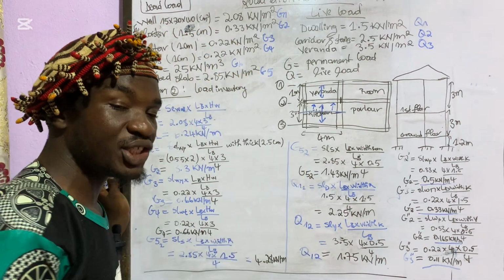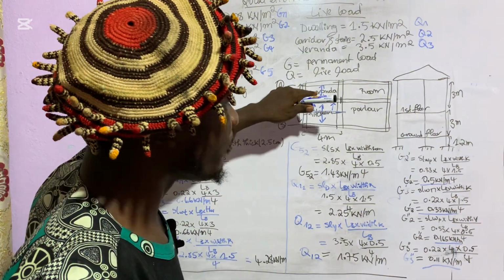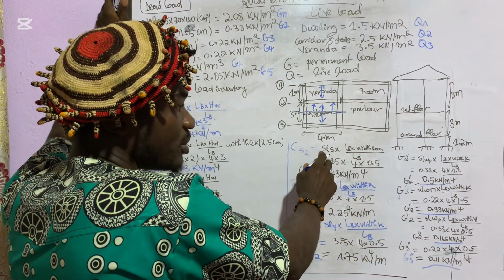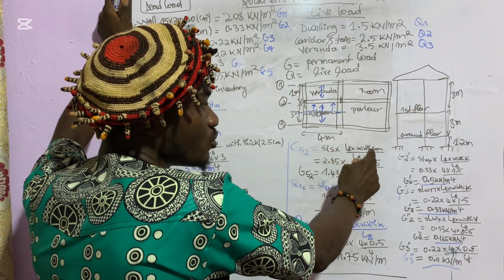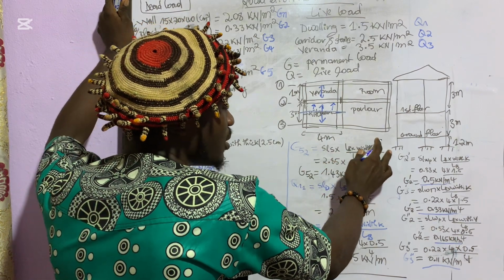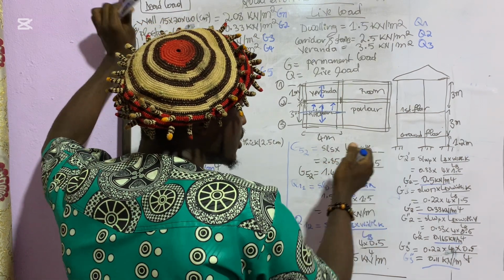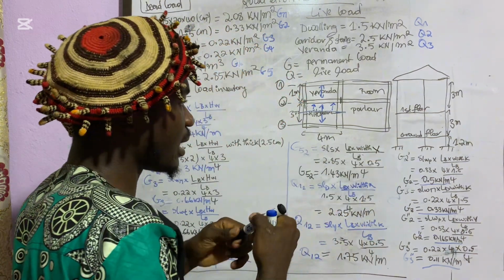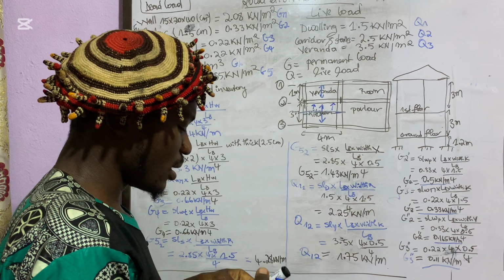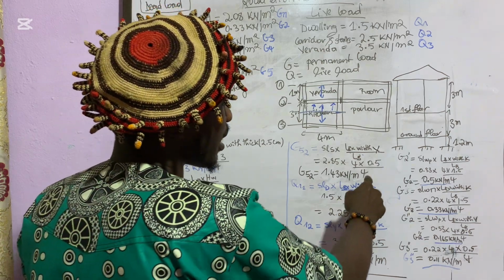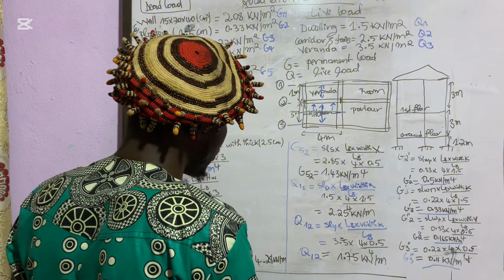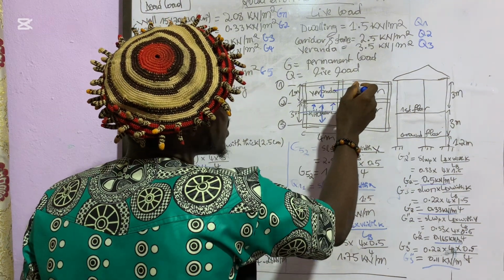Now we find G52, that's for the veranda, okay. G52, same thing: self weight of the ribbed slab times length of the beam times width of the room. The room here, normally I'm supposed to change it to V here, so that you understand that I mean the veranda, okay. So the width of the veranda now is 0.5 because we are still in the same scenario, okay.